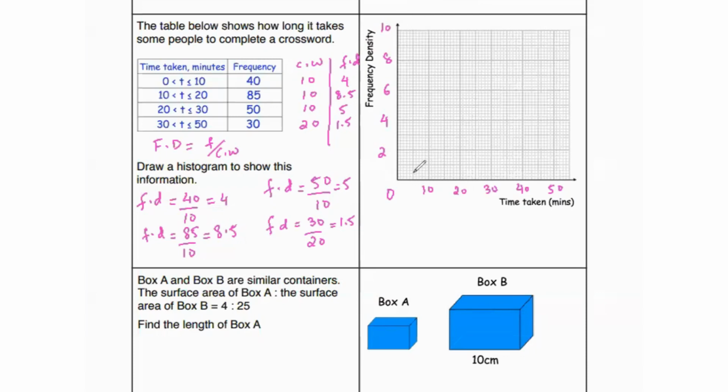10. So now we're going to plot the points. For the first one, the frequency density is 4. For the interval of 0 to 10, this is our first block. Then the next is 8.5, approximately this. Then the next is 5. And next it is 1.5. So that's your histogram.